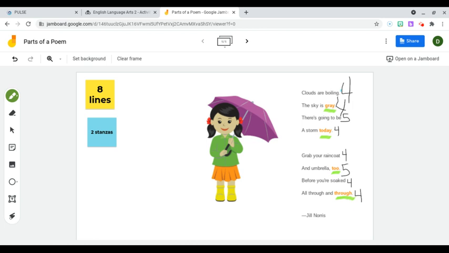Friends, when you do your work today, you're going to look for lines, stanzas, and syllables in a poem on your worksheet. Get started.